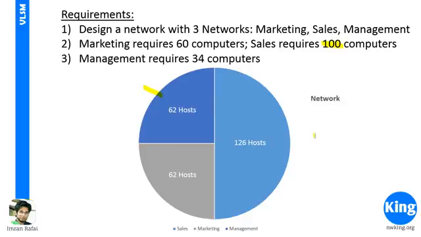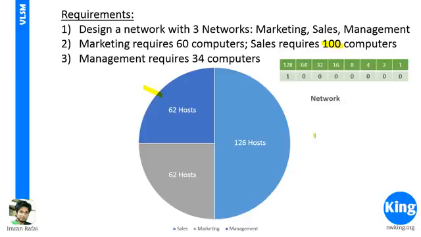How do you do that? First, take the highest requirement. So the highest requirement is 100 computers. Take your magic table, see how many bits you need to borrow for 100 hosts. So we borrow 1 bit. Can we borrow 2 bits? The minute we go to 2 bits, the block size becomes 64. 64 means you only have 62 valid hosts, but we need 100 hosts, so we have to stay at one bit borrowing.